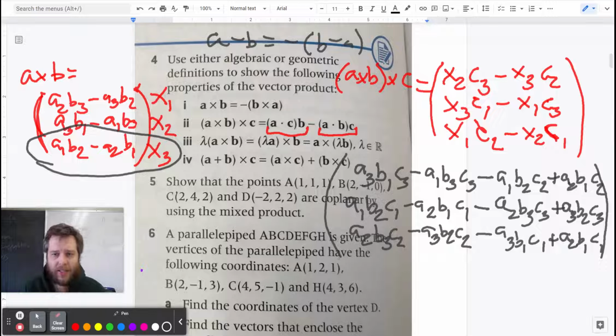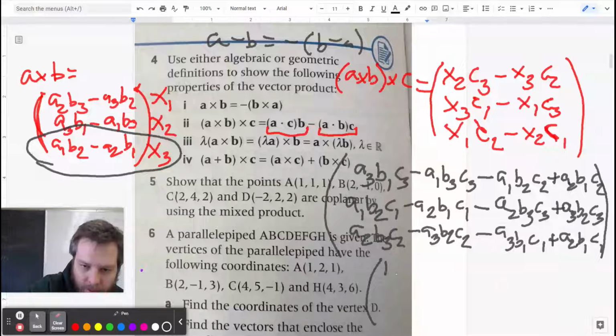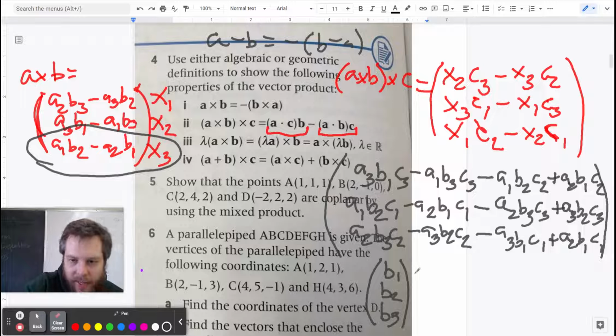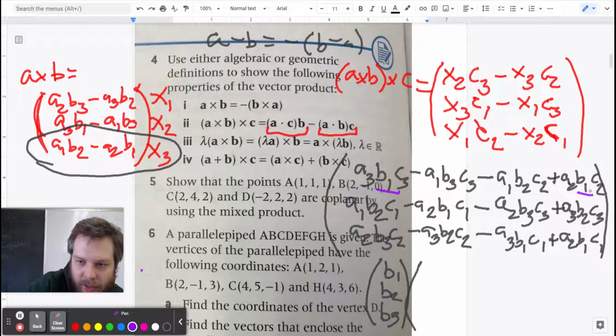So we want this to be the same as a dot c times b. And so a dot c times b means we should be able to collect all the b1s, all the b2s, all the b3s. And so I'll pull out b1, b2, and b3, and that should be multiplied by a dot c. And so from the very top problem, I notice b1 is here and b1 is here. And so I notice that it is attached to a3c3 plus a2c2.